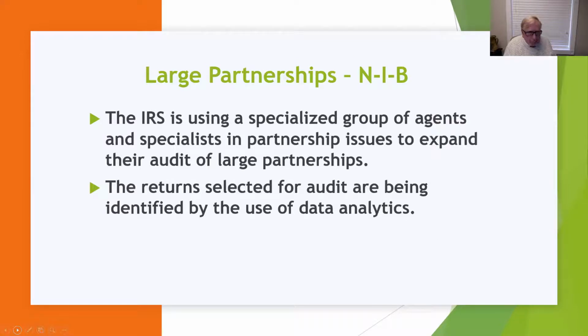Large partnerships. Now, the IRS is putting together, again, their resources are limited, but they're using a specialized group of agents and specialists in partnership issues to expand the audit of large partnerships. Now, large partnerships are defined by IRS standards as having $10 million or more in assets. So essentially, these are groups of agents that would have worked the larger corporations at one time. The returns are being selected for audit by the use of data analytics, but the basic criteria for a large partnership is $10 million or more in assets.